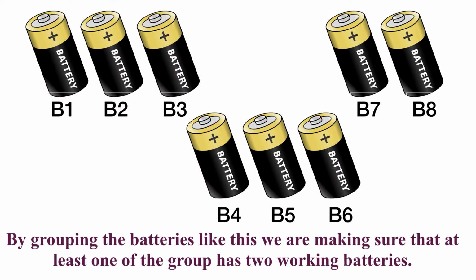By grouping the batteries like this, we are making sure that at least one of the groups has 2 working batteries. This is because there are 4 working batteries and only 3 groups present. Going through logic, there must be at least 2 working batteries in one of the groups. Also, by grouping like this, we are reducing the number of combinations required to find the working pair. So this is the logic for this particular puzzle.